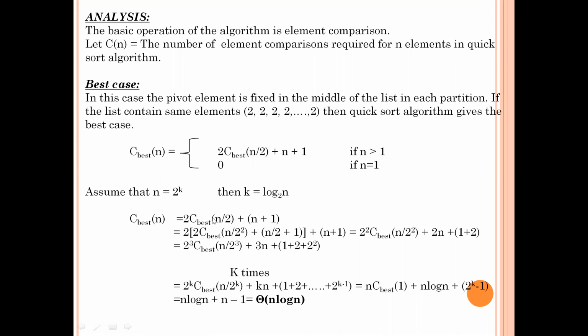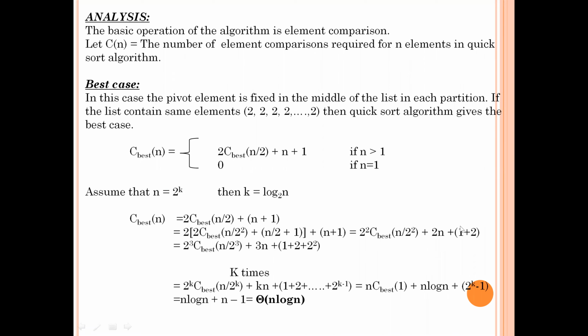2 into C of n by 2 by 2, that is n by 2 square, plus n plus 1. So in this place, n plus 1, you have to substitute n by 2: n by 2 plus 1, plus this n by 2. This total part is for C n by 2, and the remaining you have to write as it is, that is n plus 1. Now if you simplify this, 2 into 2 is 2 square, C n by 2 square, plus you will get 2n plus 1 plus 2.